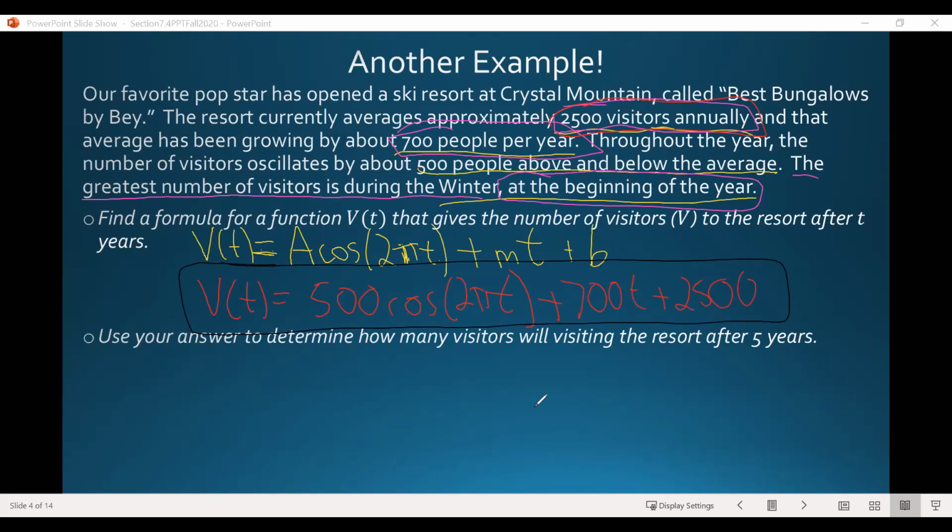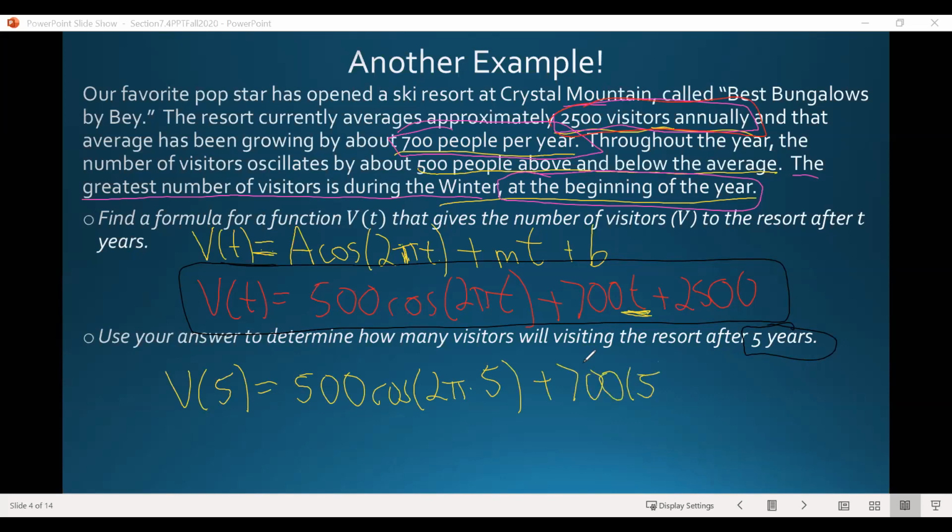All right, and then the second part of the problem asks us to use our answer to determine how many visitors will be visiting the resort after 5 years. They give us a value for t, so we can just go ahead and plug that in. So V of 5 equals 500 times cosine of 2 times pi times 5 plus 700. And this is something we need to make sure we pay attention to. We have to plug in for t here as well. So 700 times 5 plus 2,500.